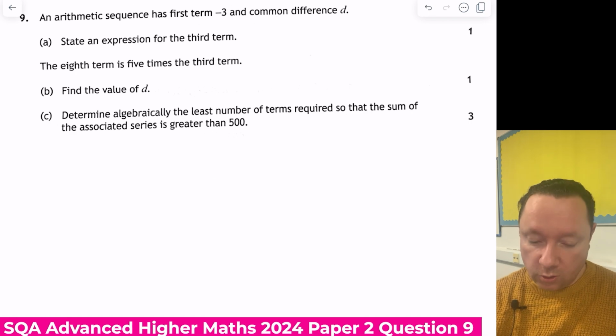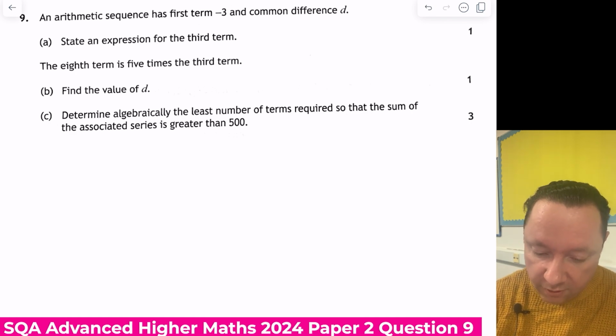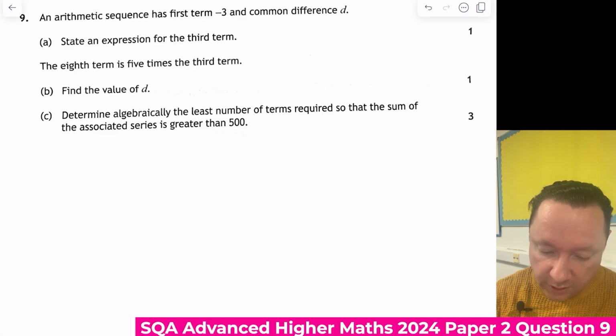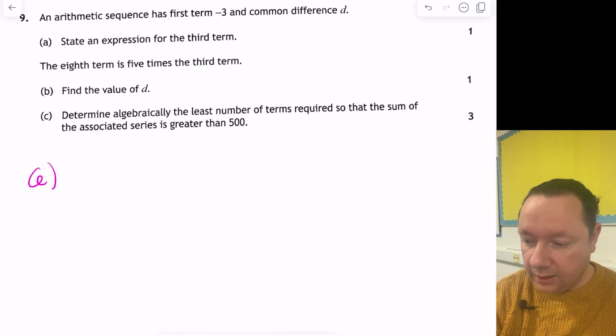SQA Advanced Higher Maths 2024, Paper 2, Question 9. An arithmetic sequence has the first term minus 3 and a common difference of d. State an expression for the third term. That should be quite easy to start with.